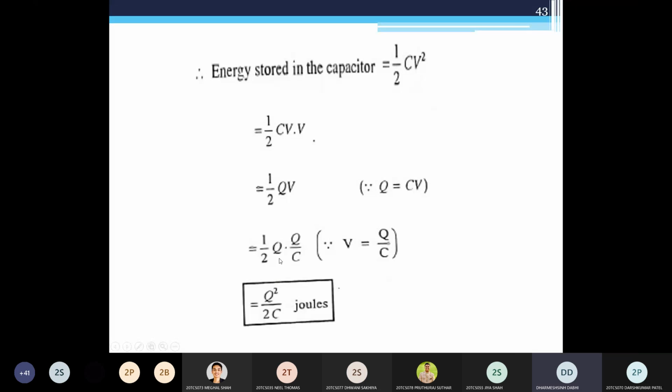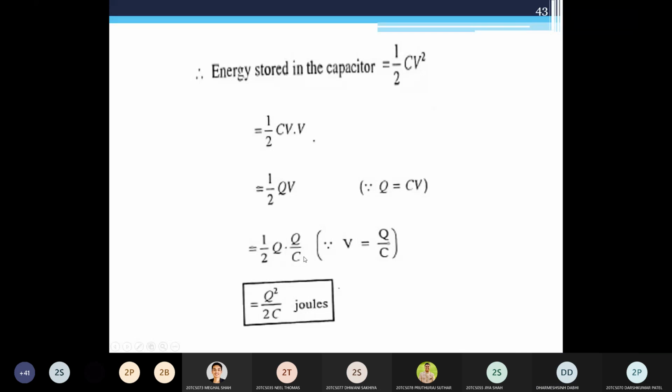So this stored energy in the capacitor you can write in a different way. As you know, Q is equal to C into V. So you can also write this 1/2 CV square as 1/2 QV, because CV is replaced by Q. Or you can write it this way. You know the voltage is Q by C. So in this equation, if you replace V is equal to Q by C, the equation becomes Q square divided by 2C. And we know that the energy unit is joule. So this energy stored in the capacitor, you can write by any of the equations: 1/2 CV square, or 1/2 QV, or Q square by 2C. The unit of energy is joule.